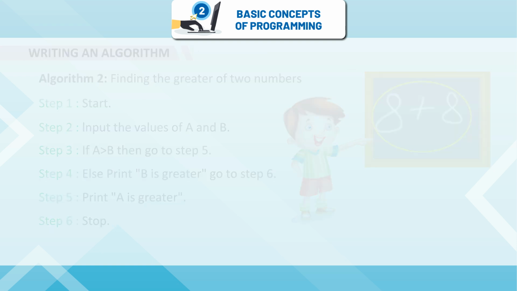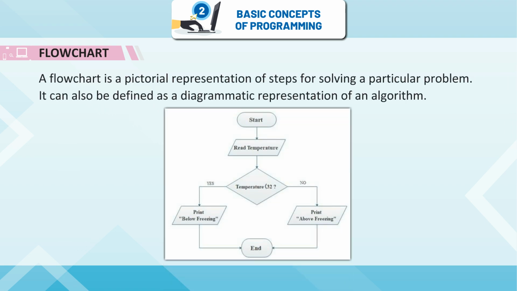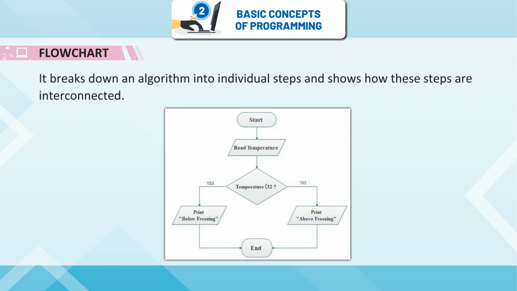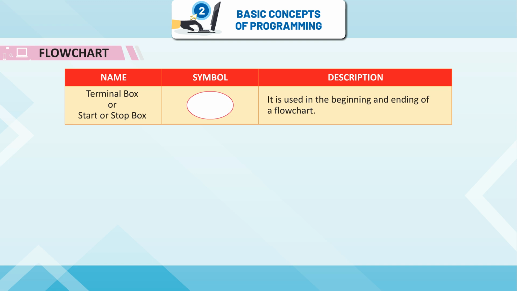Step 6. Stop. Flowchart. A flowchart is a pictorial representation of steps for solving a particular problem. It can also be defined as a diagrammatic representation of an algorithm. It breaks down an algorithm into individual steps and shows how these steps are interconnected. To create a flowchart, different shapes are used that are connected with each other. Let us describe some of the shapes with their symbols as follows.